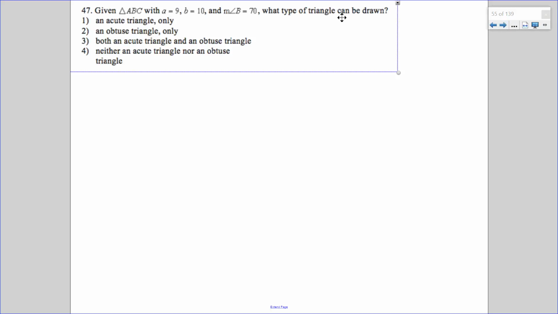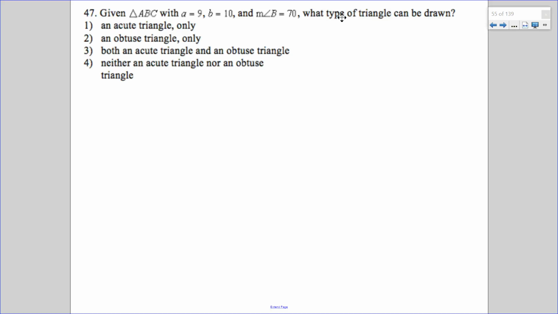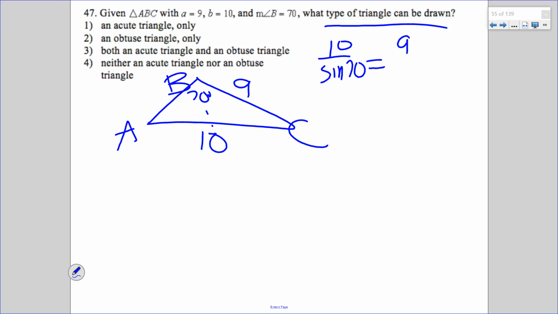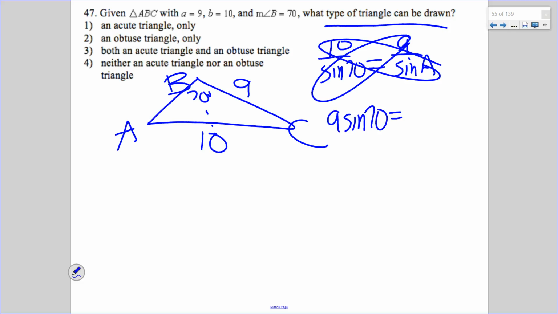Go into 47. New type of problem. When it wants to know how many triangles or what types of triangles could be drawn, your first step is law of sines. A is 9, B is 10, angle B is 70. So I have 10 over sine 70 equals 9 over sine A. Cross multiply and solve. 9 sine 70 equals 10 sine A.